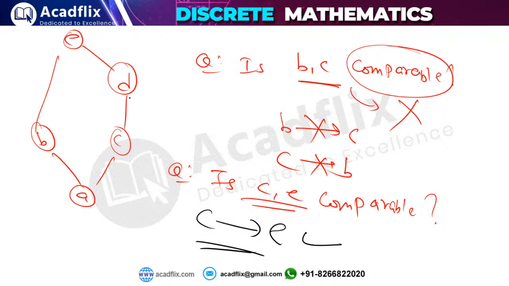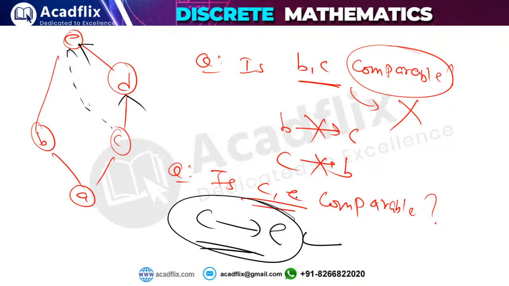Because you see, all arrows are going upward. Remember this thing, all arrows are going upward. So C is related to D, D is related to E. So by transitivity, C is related to E. So remember, C is related to E. So C and E are comparable.